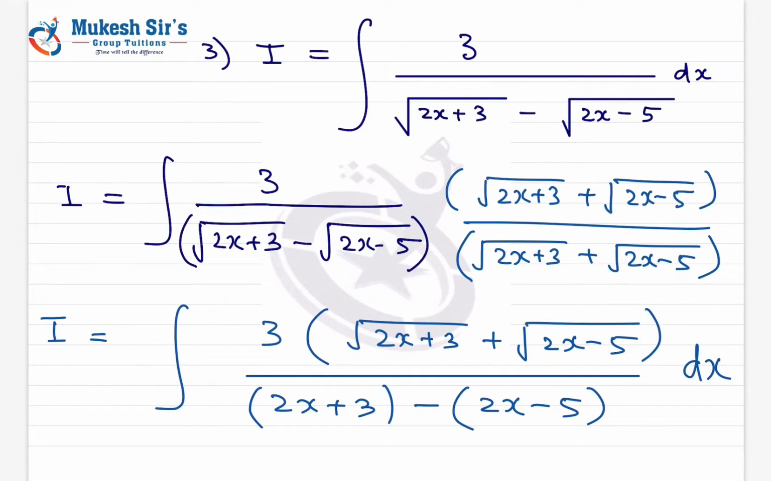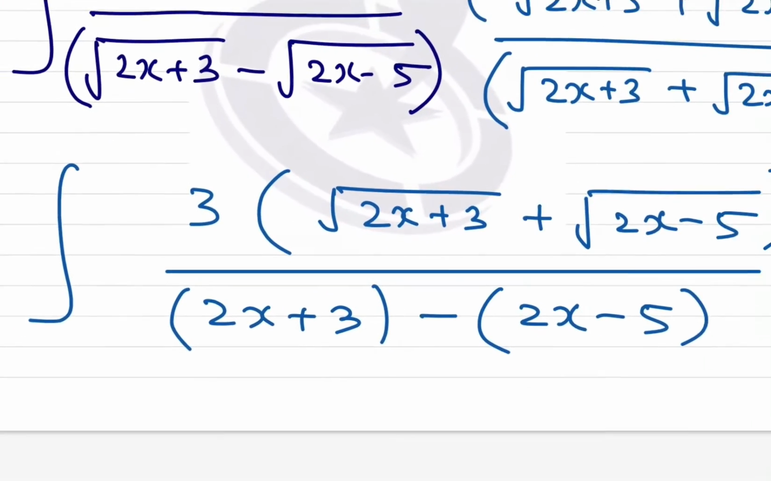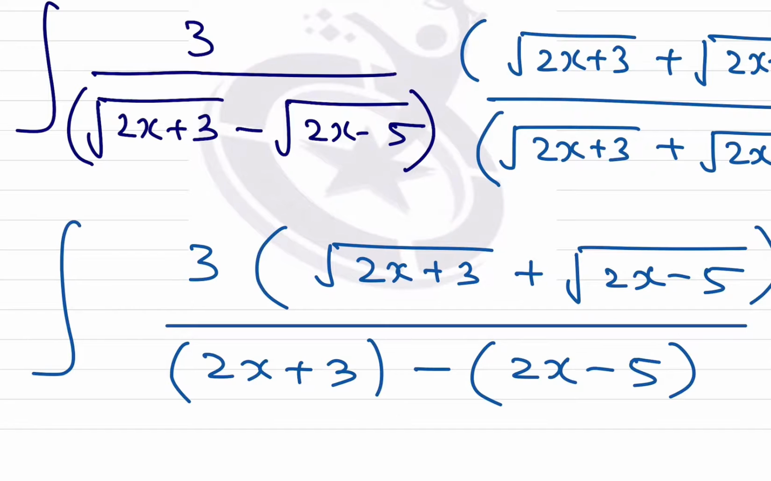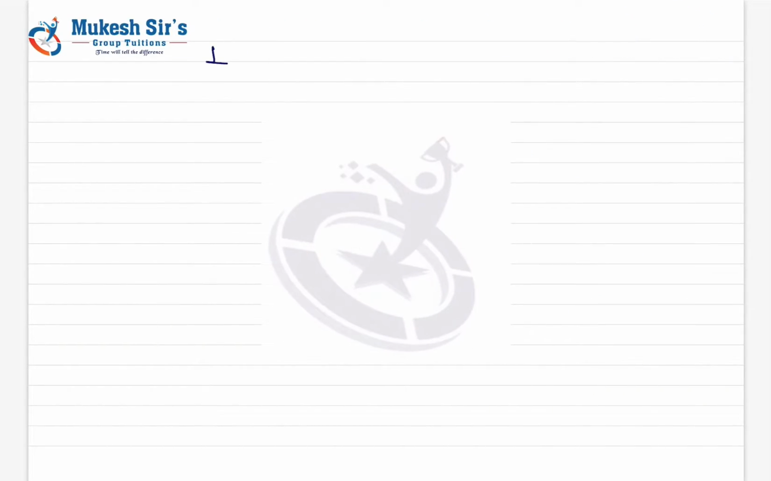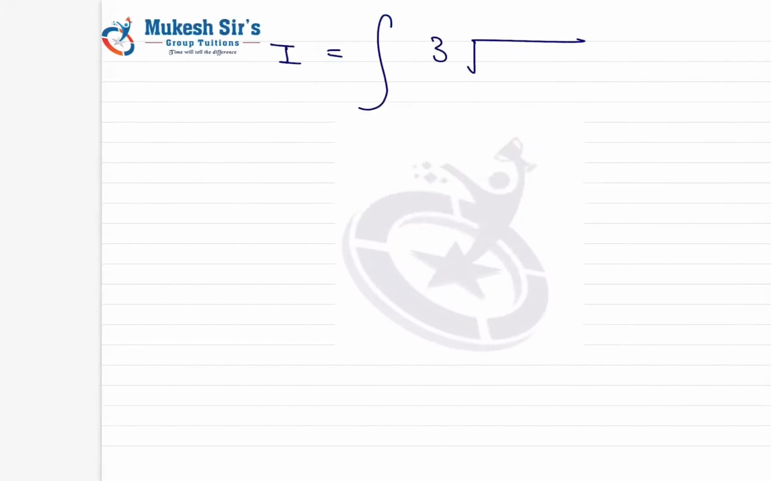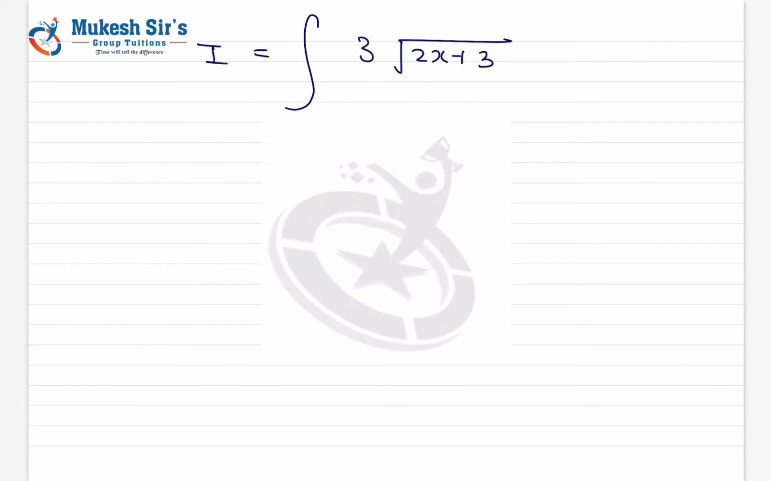When you open the brackets in the denominator, that 2x and minus 2x gets cancelled, right? So 2x and minus 2x get cancelled. And 3 minus of minus 5 becomes 3 plus 5. That's going to be 8. So that gives you integration of 3 into root of 2x plus 3 plus root of 2x minus 5, the whole divided by the denominator 8, dx.